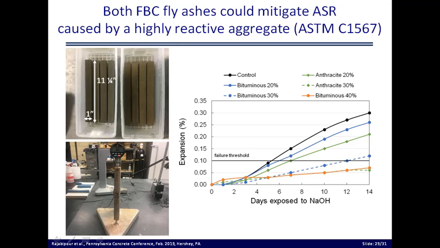Next slide shows the ASR data. This is with a highly reactive, or R2, aggregate shown in the black curve. And we see that with use of either of these fly ashes, somewhere between 30 and 40%, depending on which fly ash we're talking about, we can mitigate the ASR according to the accelerated mortar bar test.